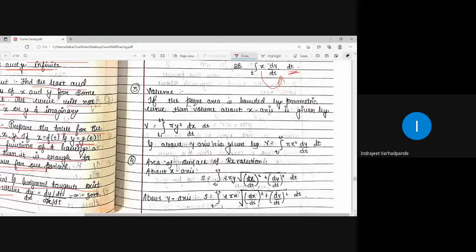Volume: if the plane area is bounded by a parametric curve, then the volume about the x-axis is given by the integral of pi y square dx by dt, dt. About the y-axis, it is given by pi x square dy by dt, dt. If you remember, about the y-axis it involves x, about the x-axis it involves y. So appropriately we need to do the simplification. As in Cartesian it is dx, in parametric it should be replaced by dx by dt, dt.